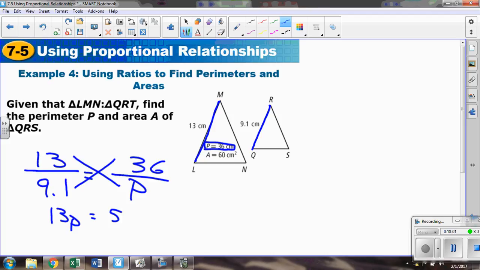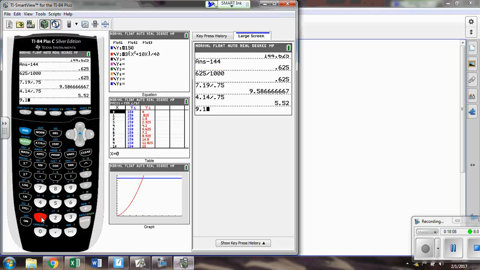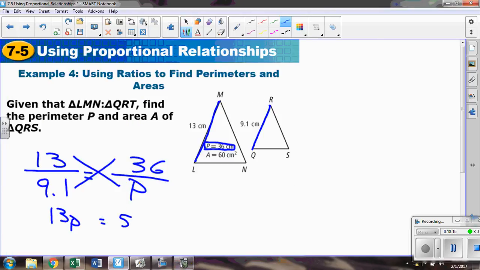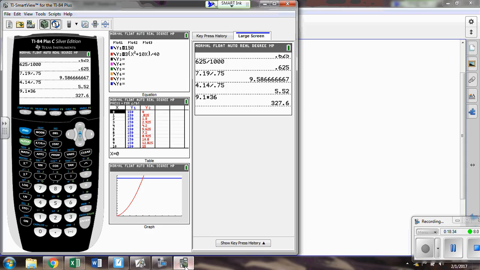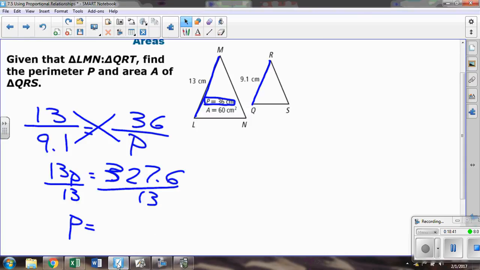Okay, our perimeter is 36. So 13 times p, and then 9.1 times 36. Okay, 327.6. Of course, we'll divide out by 13. And that gives us then the perimeter of that smaller triangle. Divide out by 13. There we go, 25.2. So pretty straightforward. Same thing as what we were doing before.